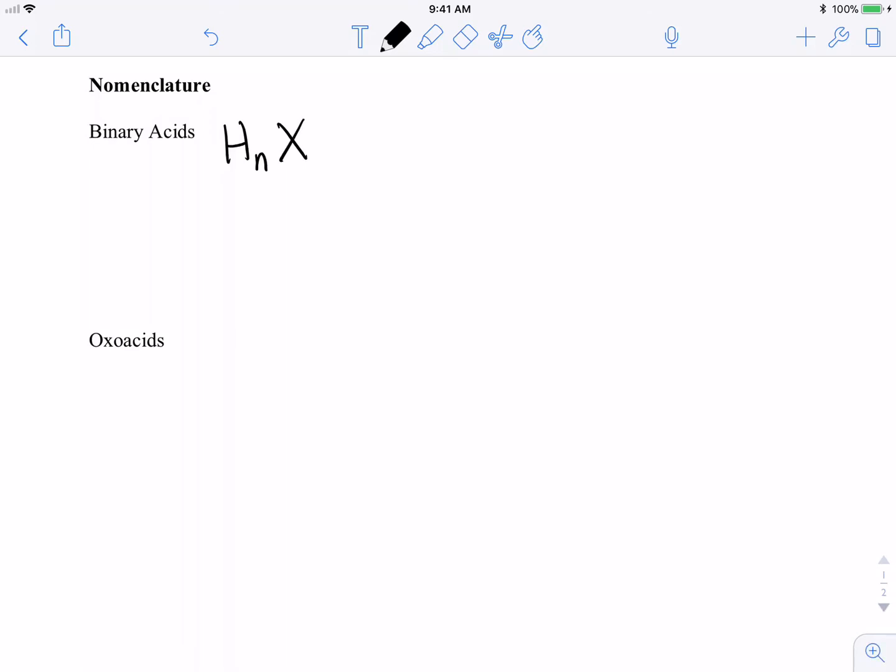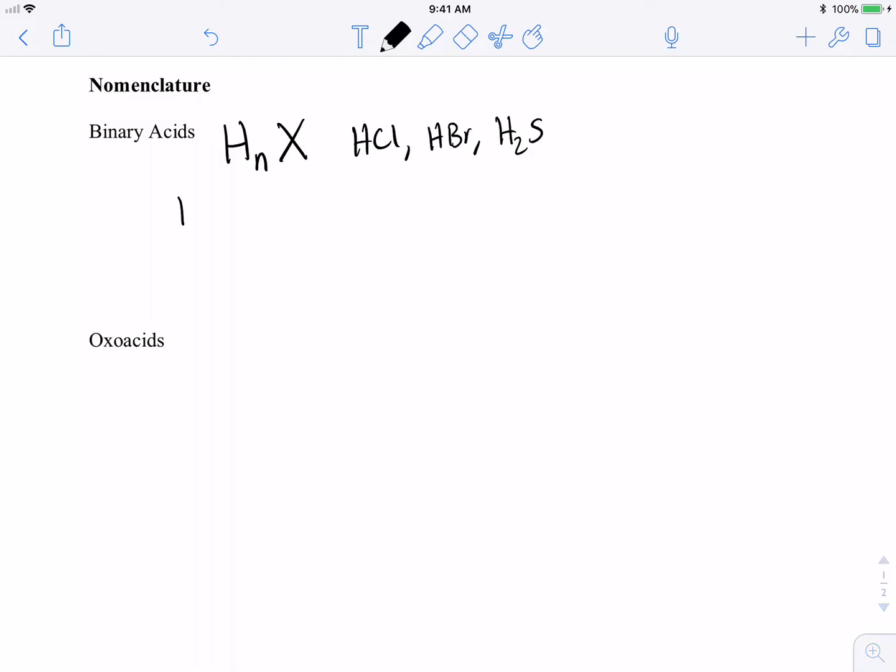Okay, so if we're dealing with our binary acids, that would be some number of hydrogens with one element, right? So binary means two elements. Some examples would be like HCl, HBr, H2S. Okay, so these are binary acids, two different elements.